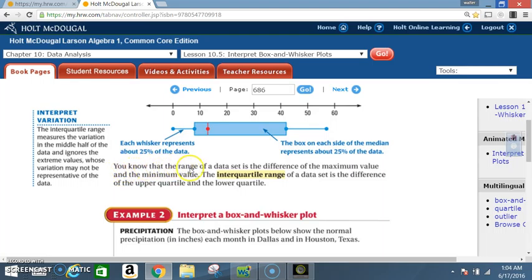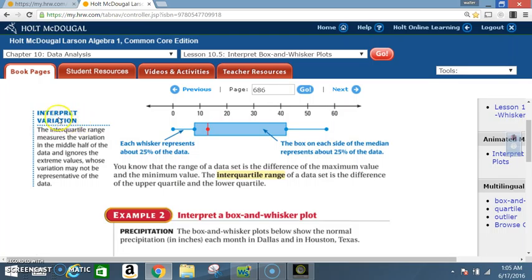You know that the range of a data set is the difference of the maximum value and the minimum value. So the range then would be this value minus that value. Now, something called the interquartile range of the data set is the difference of the upper quartile and the lower quartile. So the interquartile range then is the difference between this number and this number.